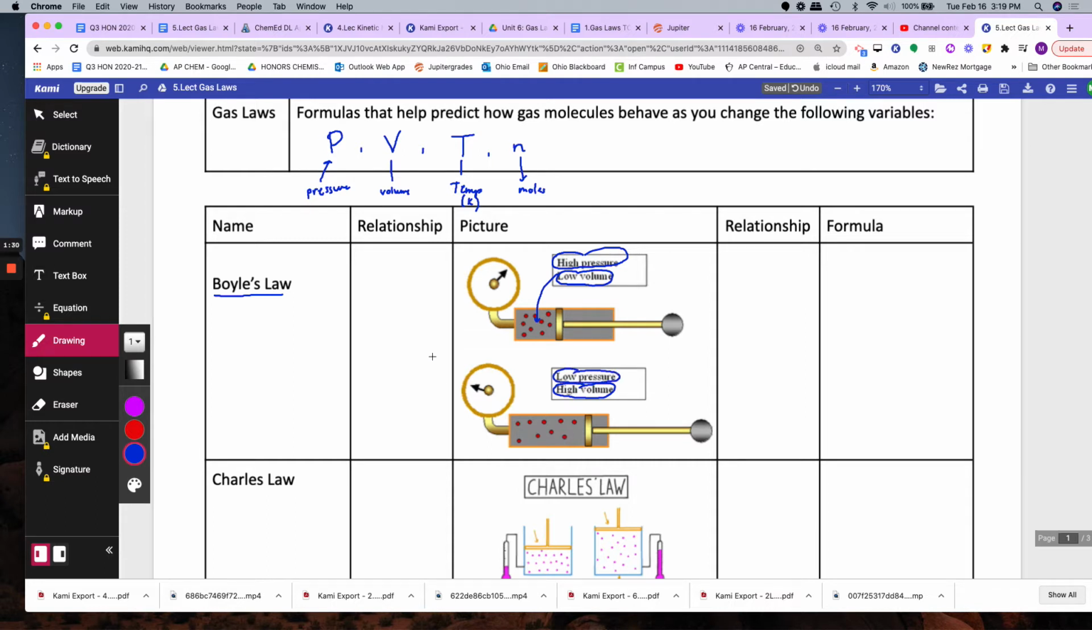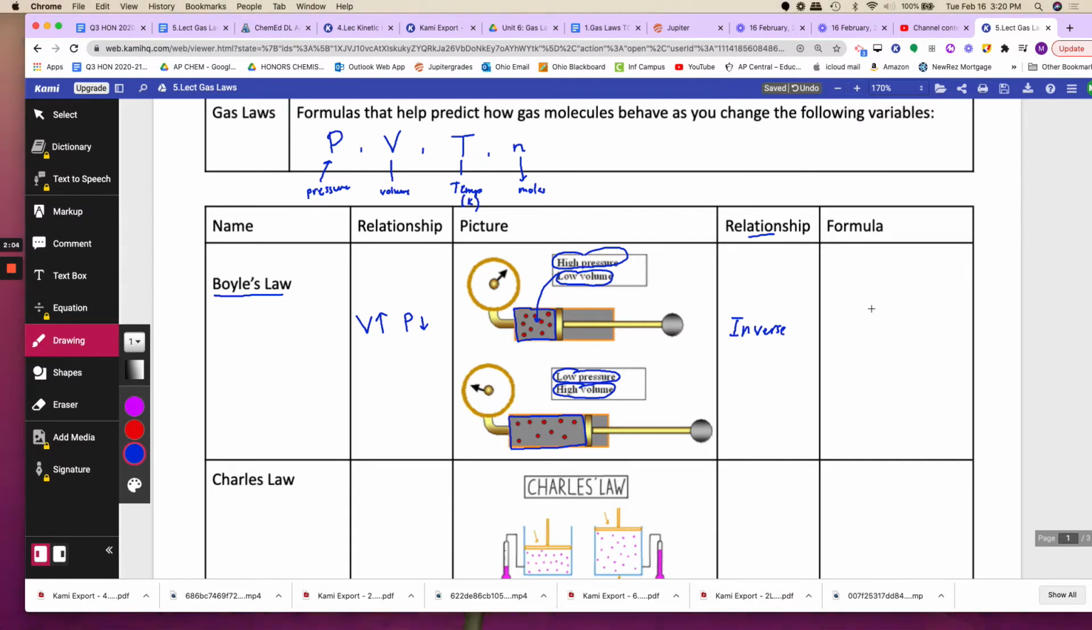So what Boyle's law states is that if volume gets bigger, as you can see here, it used to be a small volume and then the volume gets bigger, what happens to the pressure inside? Well, the pressure inside goes down. Okay? If one goes up, the other goes down, what kind of relationship is that? Yes, it is called an inverse relationship. Okay?